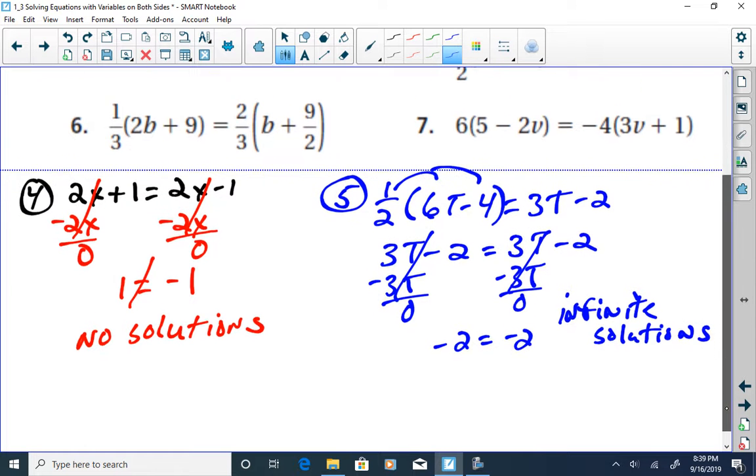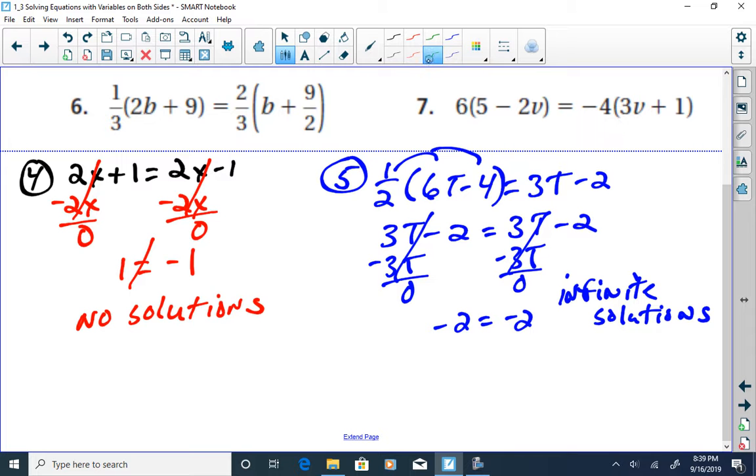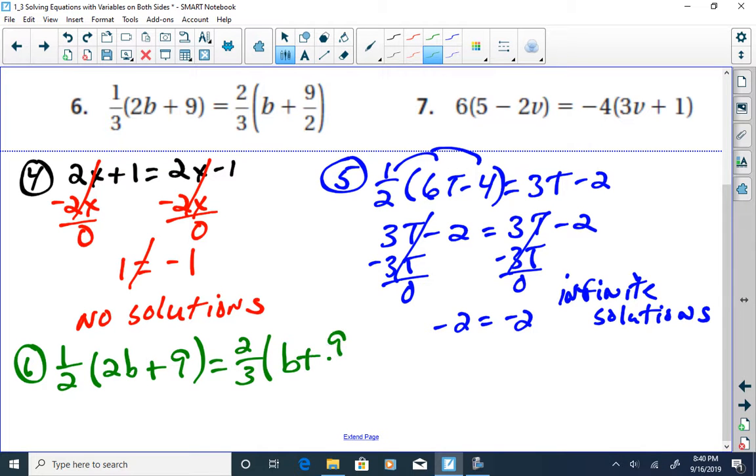Okay? All right, let's try 6 and 7. Doing it in green here, problem 6. All right, we have 1/2 times 2b plus 9 is equal to 2/3 times b plus 9 over 2. All right, what do we have here? Distributive property on the left side of the equation. 1/2 of 2 is 1, so that's 1b plus 9 over 2 is equal to, over here, 2/3 times b is 2/3 b.